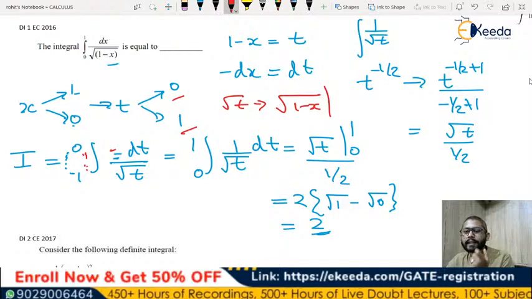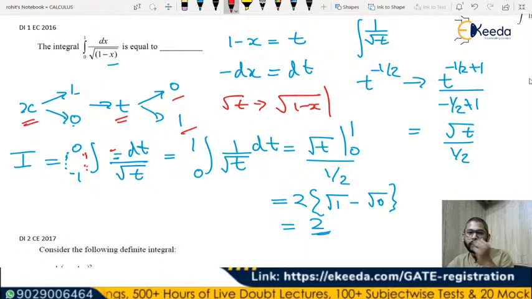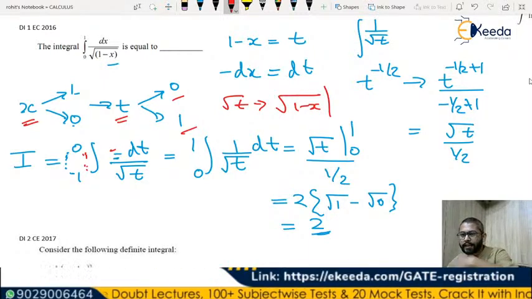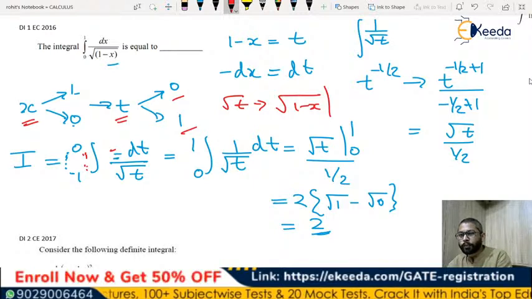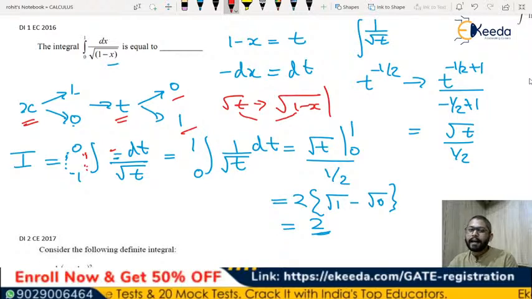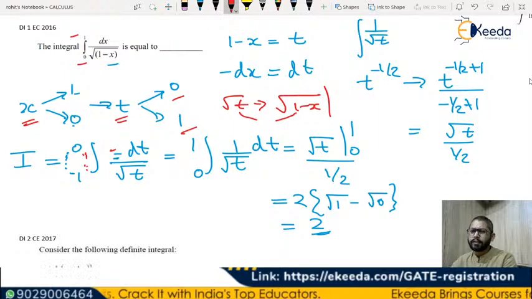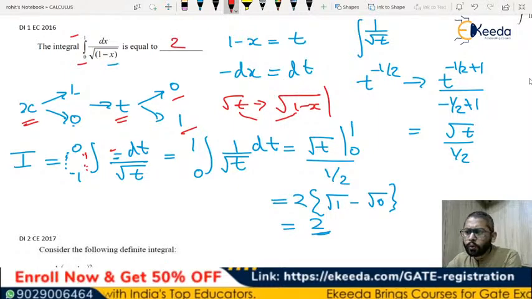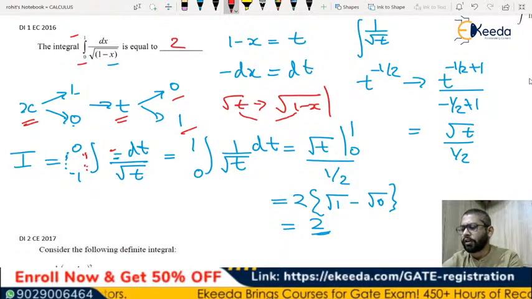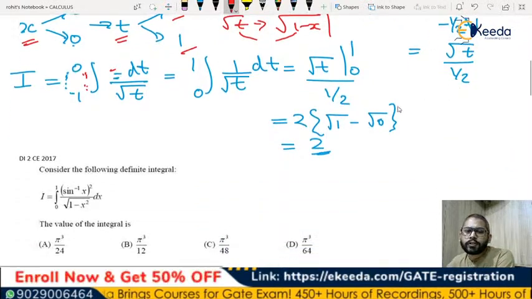So what I'm saying is, in case you have any confusion with substituting the new limits, what you can do is, after the substitution method is done, after this indefinite integration is over, you put that term back, like instead of t you put 1 minus x back and take the same limits 0 to 1. So that will be the lower and upper limit. You'll get the same answer. The answer is 2 in this case. It's not minus 1 or anything else, right? So let's move to the next question.